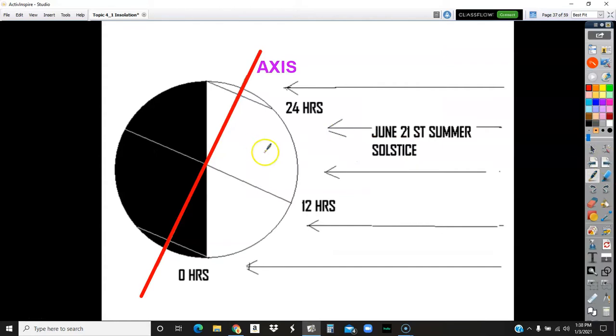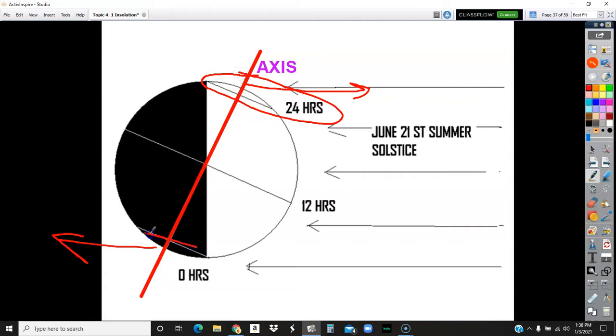This would be 6 months from now when we get to June. Notice the North Pole axis is leaning toward the sun, South Pole leaning away from the sun, so the North Pole gets the 24 hours of daylight, the South Pole gets no sun. Again, this will be 6 months from now.